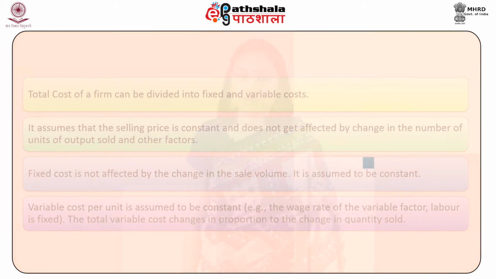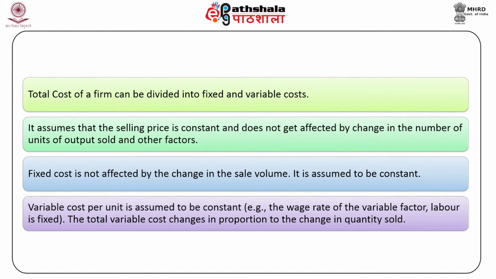Break-even point. Break-even analysis assumes the following. First, total cost of a firm can be divided into fixed and variable cost. Second, it assumes that the selling price is constant and does not get affected by the change in the number of units of output sold and other factors. Third, fixed cost is not affected by the change in the sales volume. It is assumed to be constant. Fourth, variable cost per unit is assumed to be constant. For example, the wage rate of the variable factor, labor, is fixed. The total variable cost changes in proportion to the change in the quantity sold.